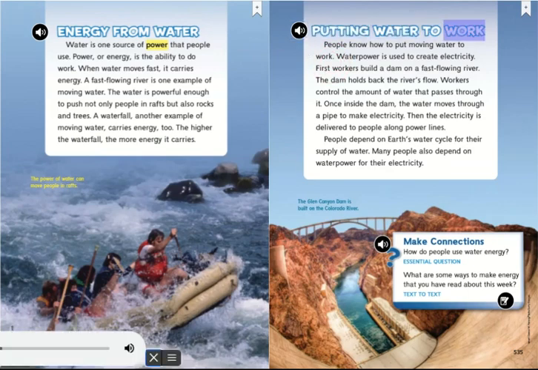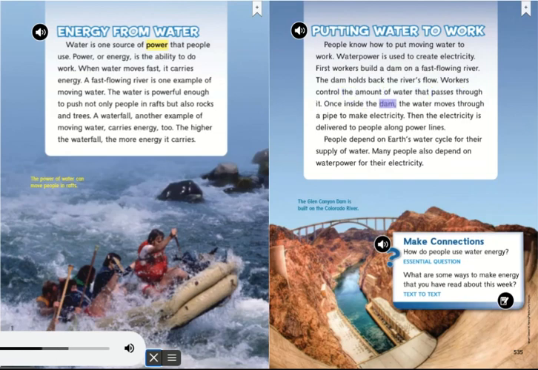Putting water to work. People know how to put moving water to work. Water power is used to create electricity. First, workers build a dam on a fast-flowing river. The dam holds back the river's flow. Workers control the amount of water that passes through it.